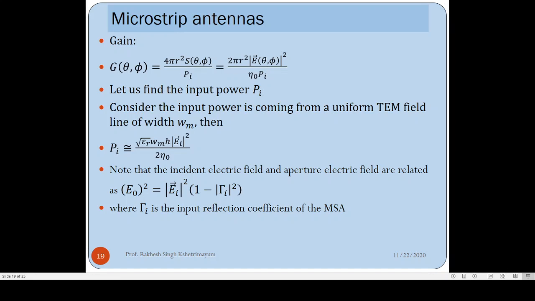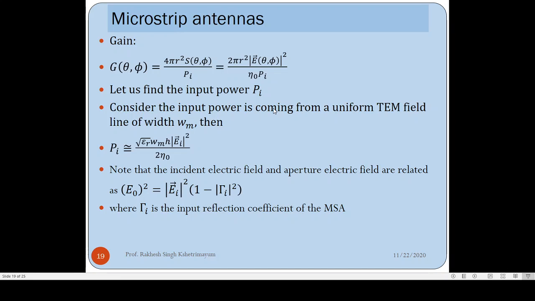In order to find the gain, we need to know how much the input power Pi is. You know that for gain, the reference is the input power, while for directivity, the reference is the total radiated power. We are interested in the gain of the microstrip antenna, so we can find out approximately what this input power to the microstrip antenna is.